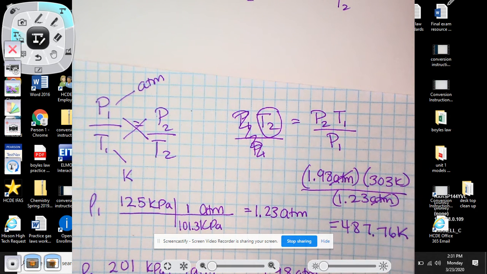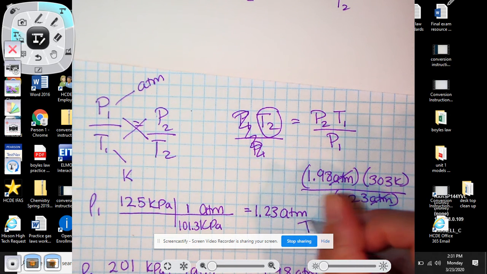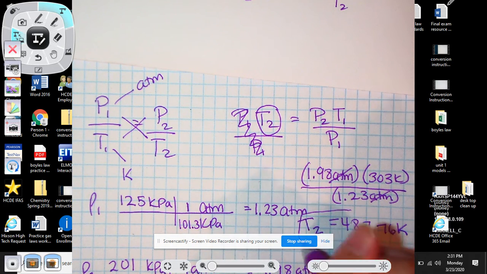And so looking at the reasonableness in this, we talked about before that these are directly proportional. And if we look at our two pressures, this pressure went up, so we would expect our temperature to also go up. So that is a reasonable answer. And this is what your T2 is.